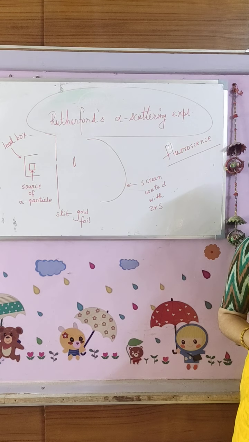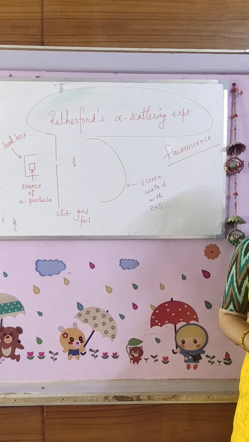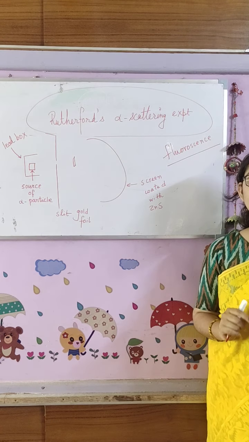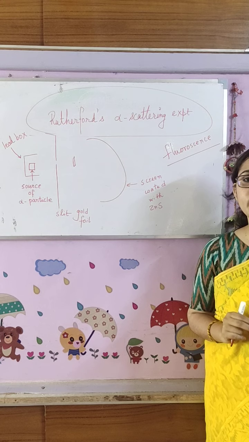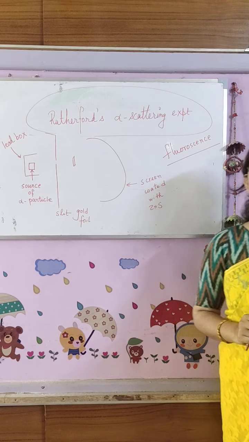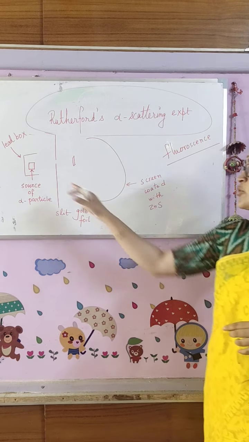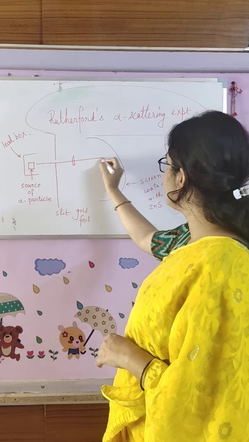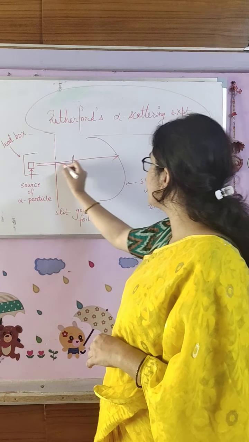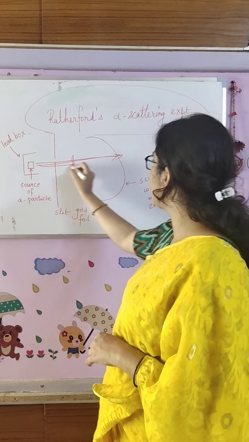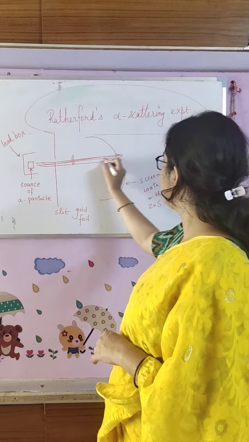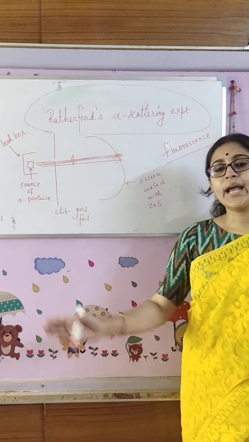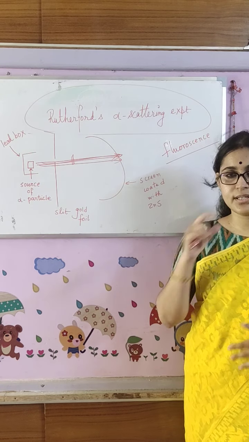So after performing this experiment, what were the 3 observations made? Number 1, 99% of the alpha particles went through the gold foil undeflected. I repeat, 99% of the alpha particles went through the gold foil undeflected. Undeflected means they struck the gold foil and went in a straight path and collided with the screen. So there was no deflection of the alpha particles.